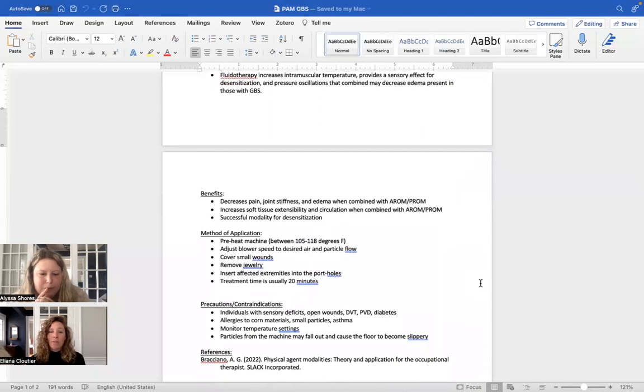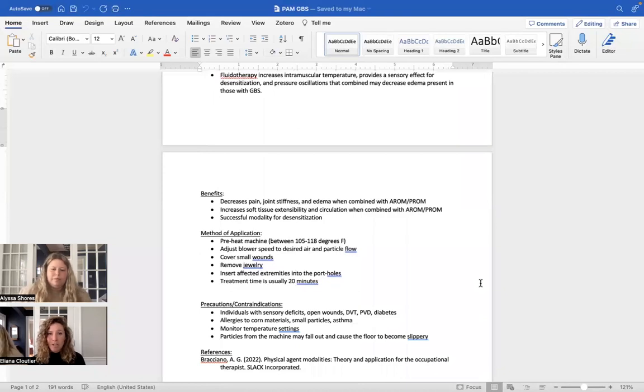For method of application, we need to turn the machine on ahead of time. It takes roughly 45 minutes to heat up. Then we need to adjust the blower to the desired temperature and blow speed. It is imperative that we don't put anyone in there that has any wounds. We also need to remove any jewelry because it can get hot and burn them. Treatment time is usually about 20 minutes.